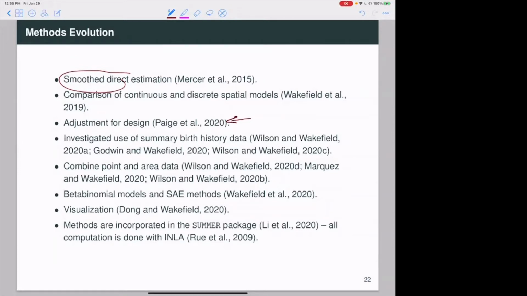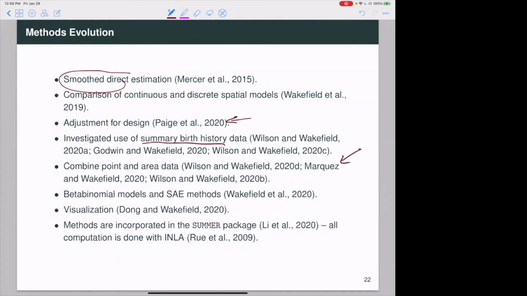As I said, we looked at summary birth history data and decided that it's not ready for prime time yet. One of the problems is the data sometimes has this jittering, but also some of the older surveys don't actually tell you where the cluster is. They don't even have a jittered location. They just tell you which administrative region.